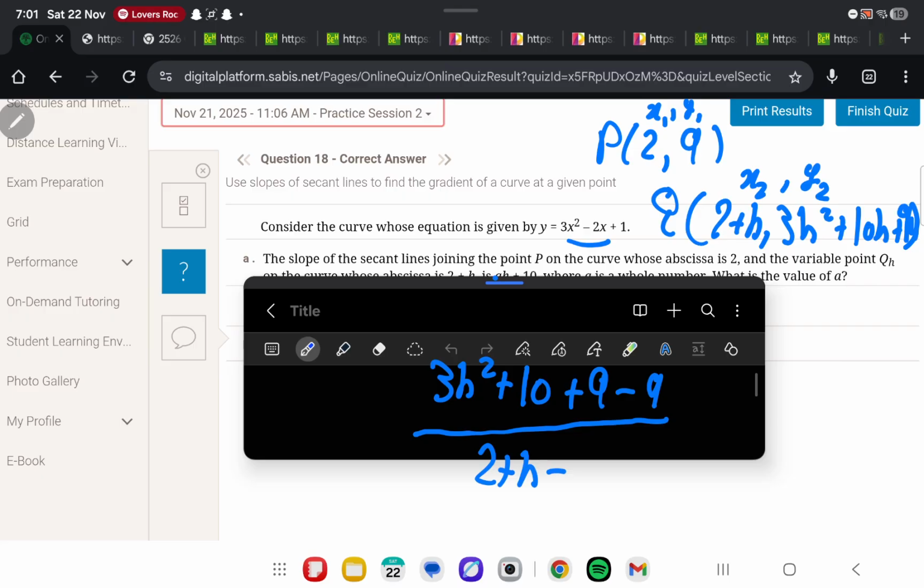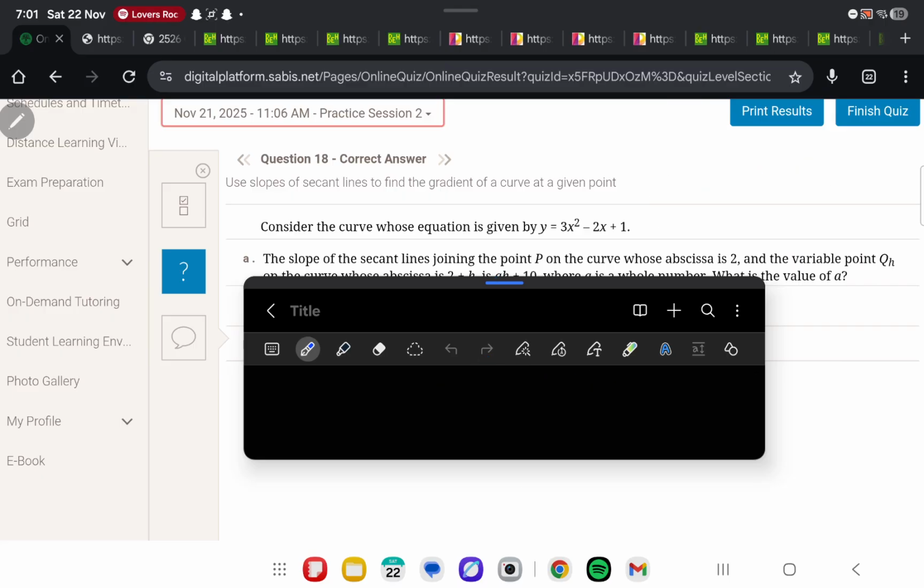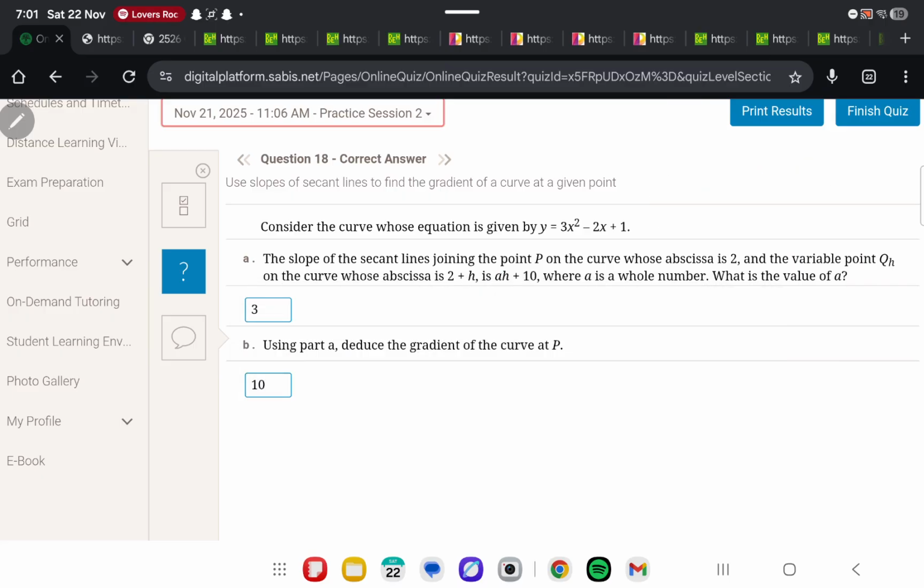Can I stop opening Samsung Notes, please? Oh my god. Wait, I have to write it all again?